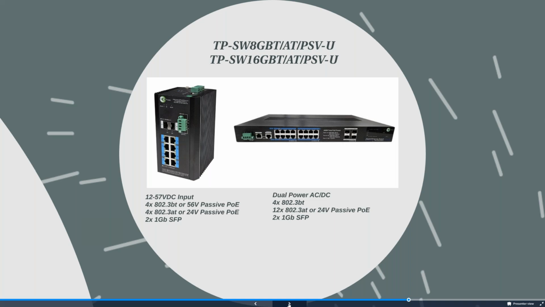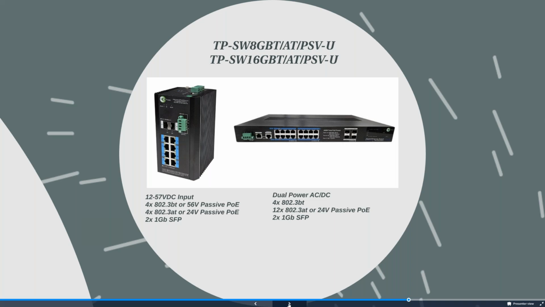You'll get 4 ports at 802.3 BT, and then 12 can be configured at your pleasure, 802.3 AT or 24 volt passive. So we're really excited about both of these switches. The 8-port is DIN rail mounted, and the 16-port is a rack mounted version. These are going to be coming out, I would guess, about mid-June. So we'll start taking pre-orders on these 2 switches, but we're really excited for them to fill some holes in the market.